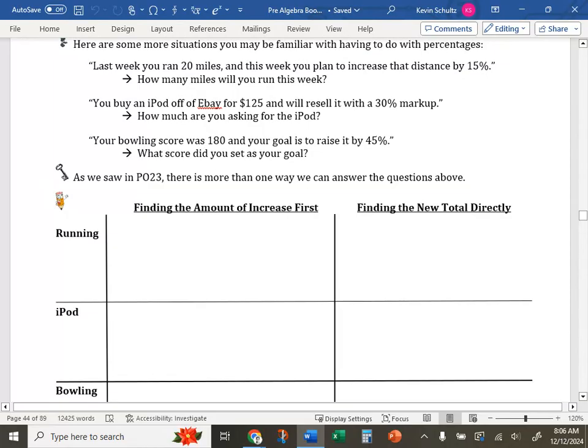Here are some situations you may be familiar with having to do with percentages. Last week you ran 20 miles, and you're on a training program, so this week you want to increase that distance by 15%. How many miles will you run this week?